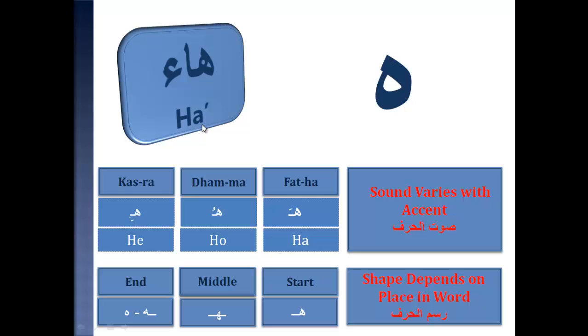The next letter is Ha, and the three basic sounds are Ha, Hu, and Hi. In the beginning of the word, the Ha is written basically with a shape that is almost like two circles inside each other. In the middle, it mostly appears in this shape, and at the end, if it's connected to the letter before it, it takes a different shape than if it is separate.